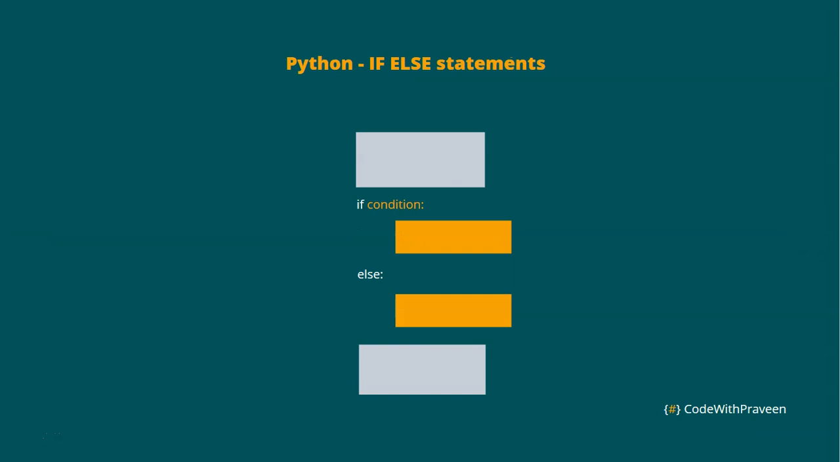Let's move to the next type. This is called the if-else statement. Basically what happens is, as the name tells, if a certain condition is satisfied, then a block gets executed. Otherwise, the other block gets executed. Why do we require this else part?